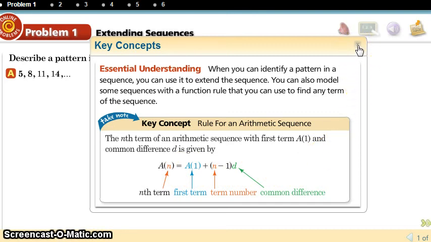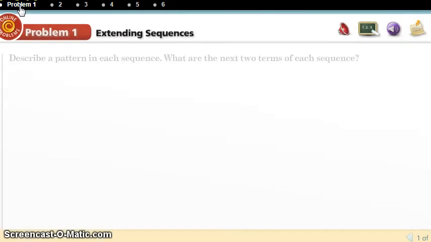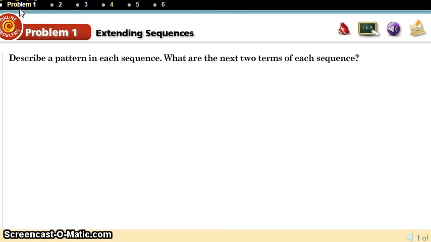We've got a couple examples here. We're going to start with problem 1 where we are extending sequences. In this problem, you will extend sequences. Describe a pattern in each sequence. What are the next two terms of each sequence?